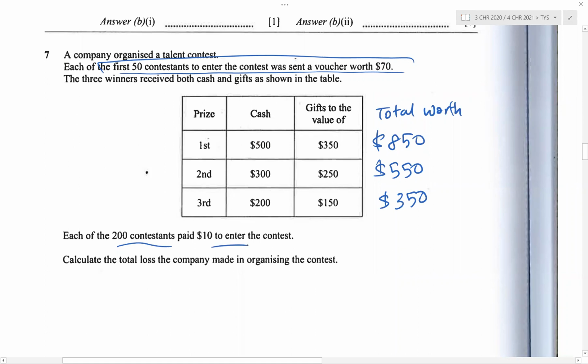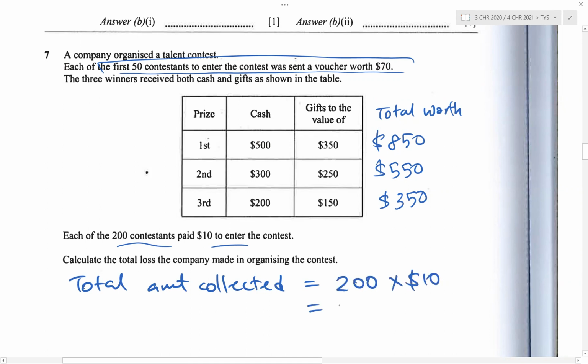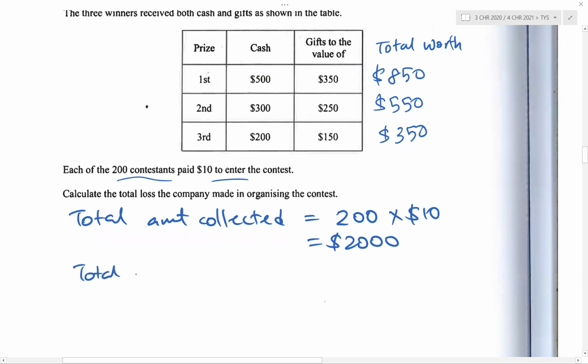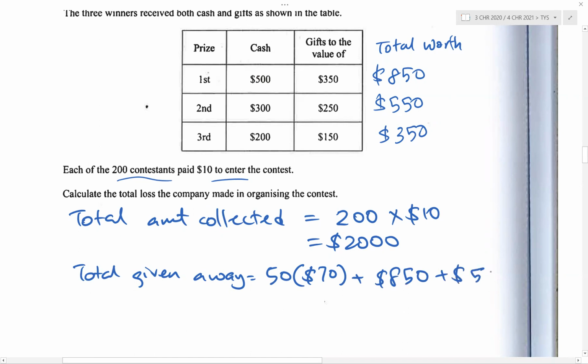So each of the contestants, they only pay $10. Calculate the total loss. So total amount collected will be 2,000. So they only collected 2,000, and how much are they giving away? Total given away: 50 people times $70 plus your 850, 550, and your 350. So you get the amount that is given away.